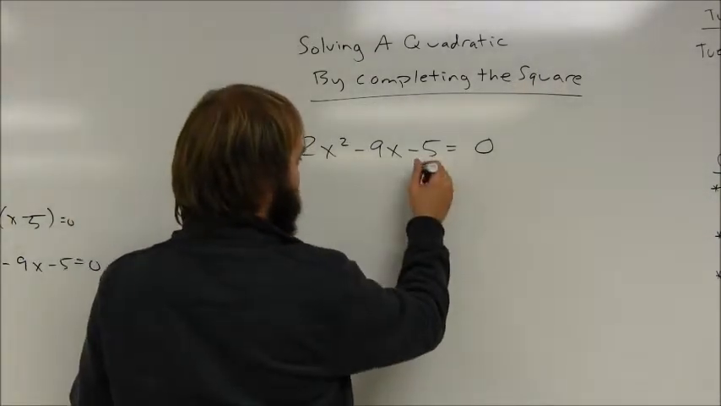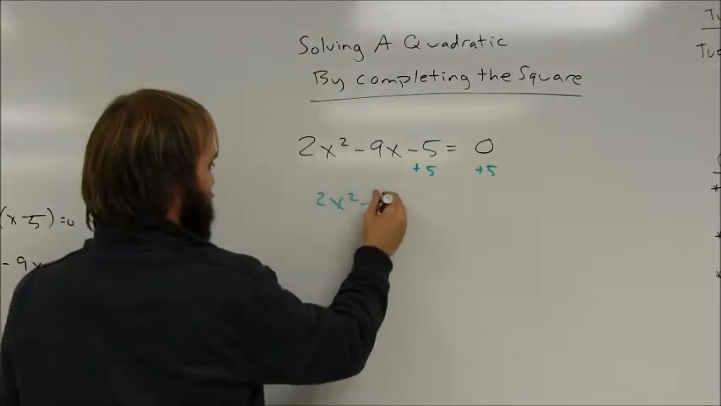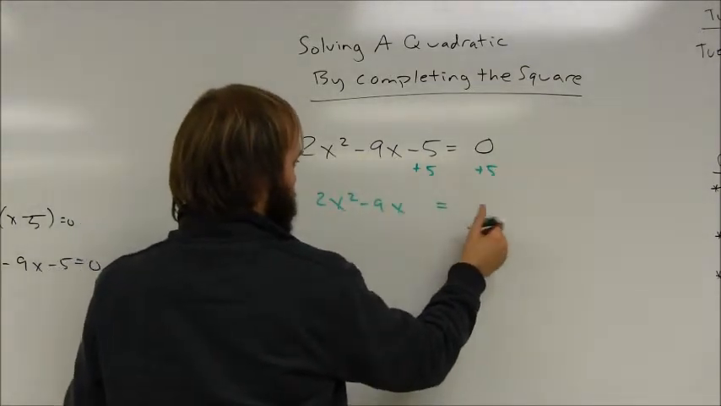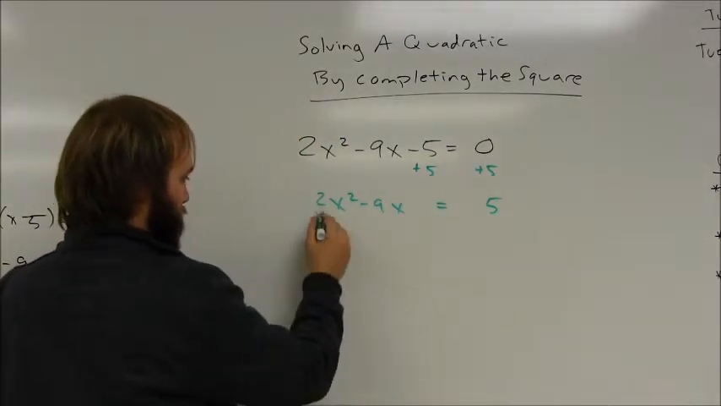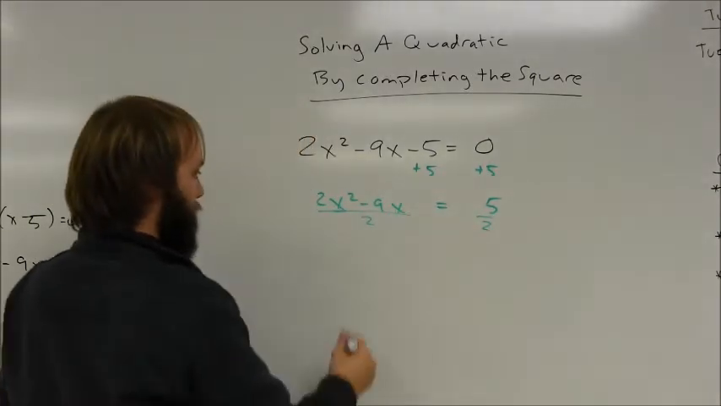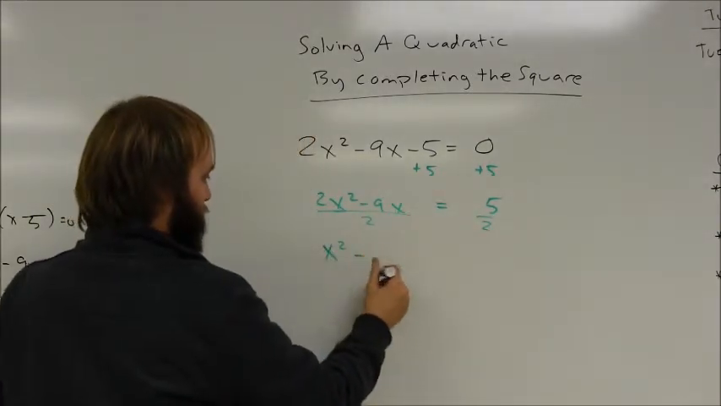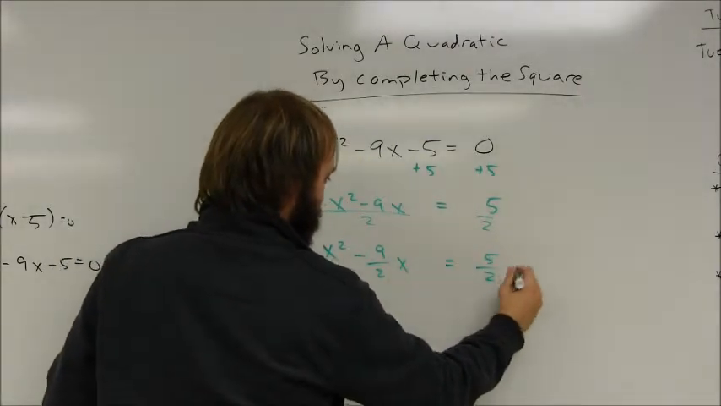First of all, I like to get rid of that constant value off one side of the equation. So I have 2x squared minus 9x is equal to 5. Okay, now I divide everything by 2. So I'm going to divide this side by 2, this value by 2. That's going to give me x squared minus 9 halves x is equal to 5 halves.